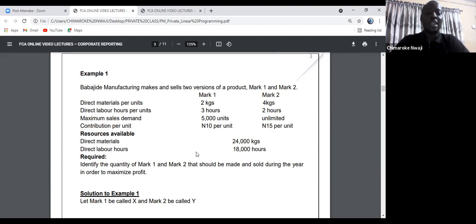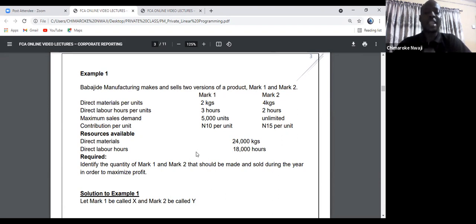We have direct materials is 24,000 kgs. That means this is what is available. It's either you use 24,000 or you use less. You can't use more than 24,000. Direct labor hours available is 18,000 hours. You can't use more than that.